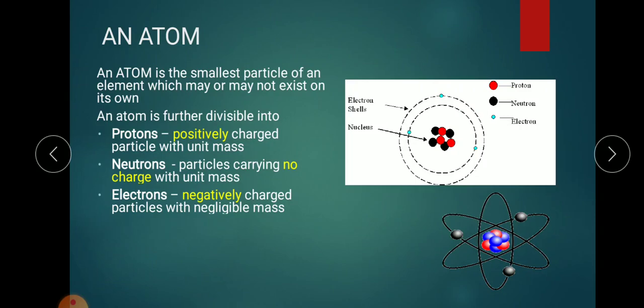And an atom has three subatomic particles. One is protons, which are positively charged particles with unit mass. Then we have neutrons, particles having no charge with unit mass. So neutrons do not have any charge, that means they are neutral. Whereas electrons are negatively charged with negligible mass. So these are the three fundamental particles present in an atom. Electrons are present outside the nucleus in certain orbits where the electrons revolve.